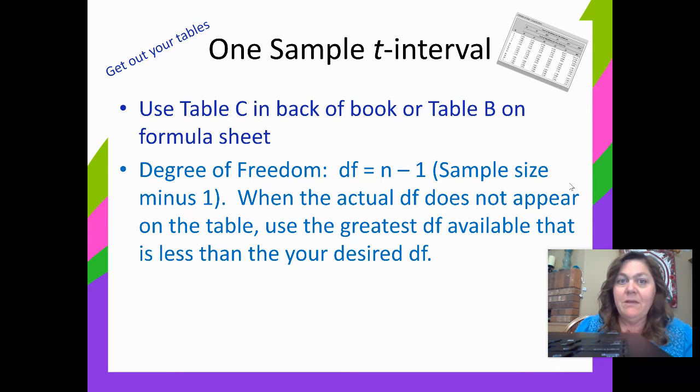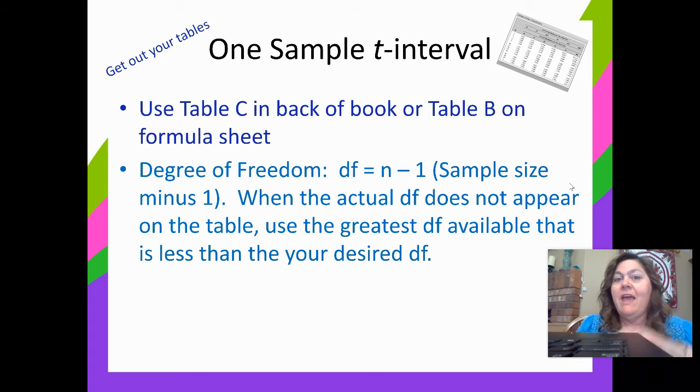Degree of freedom here, that df is actually going to be your sample size minus 1. So if you have 20 items in your sample, your degree of freedom you'll use on the table is 19. I'll read this to you right now, but I'm going to go to the table and show you what I mean.